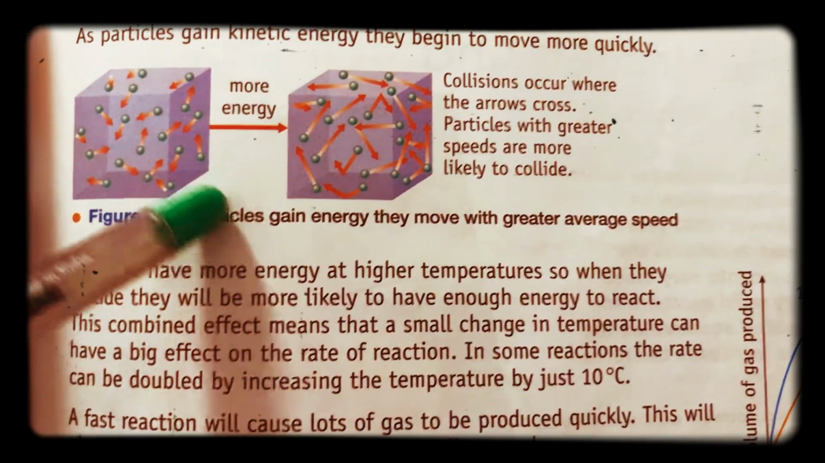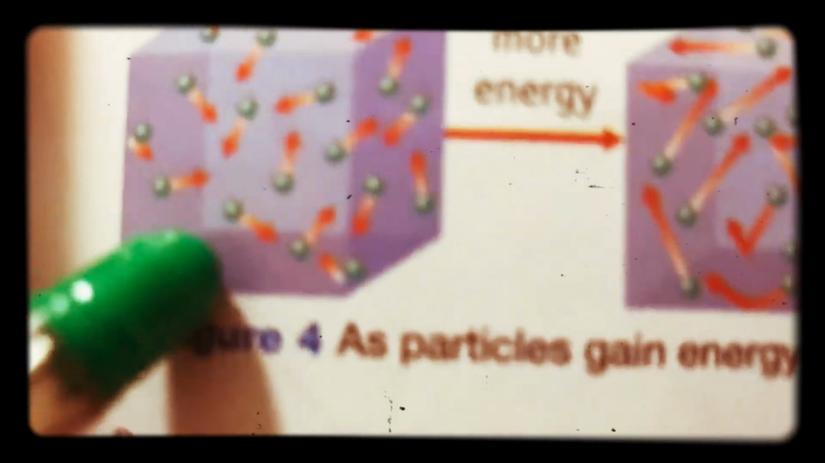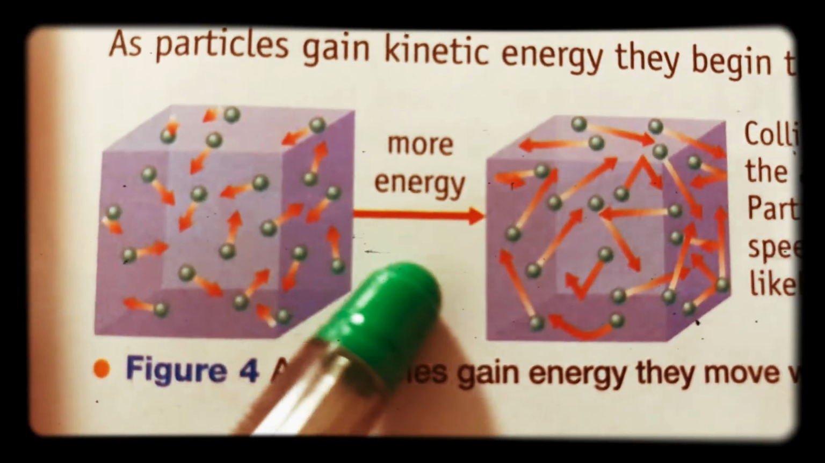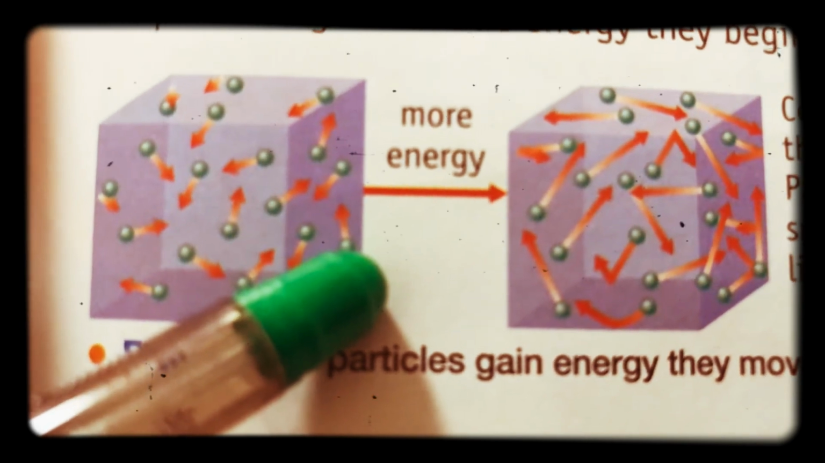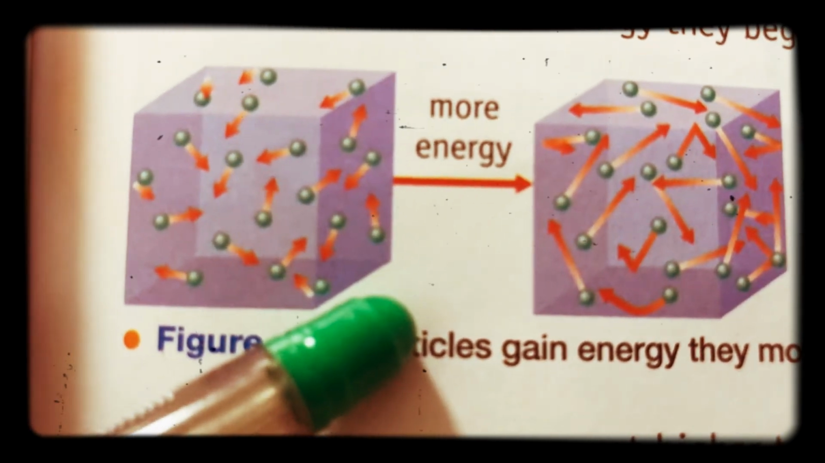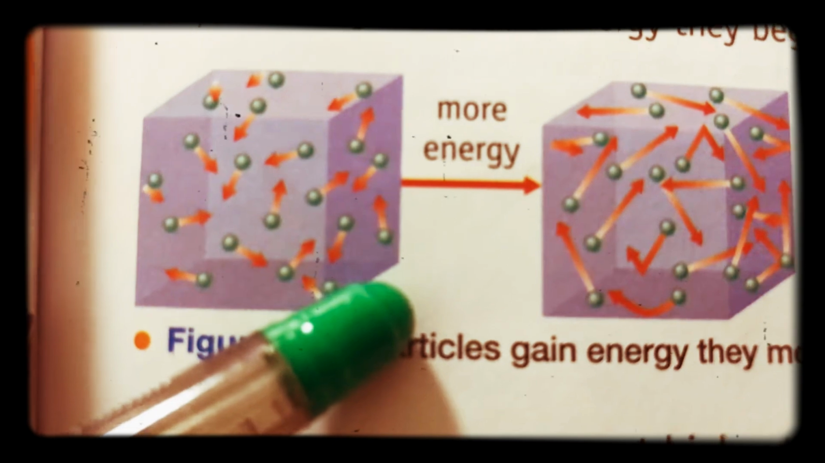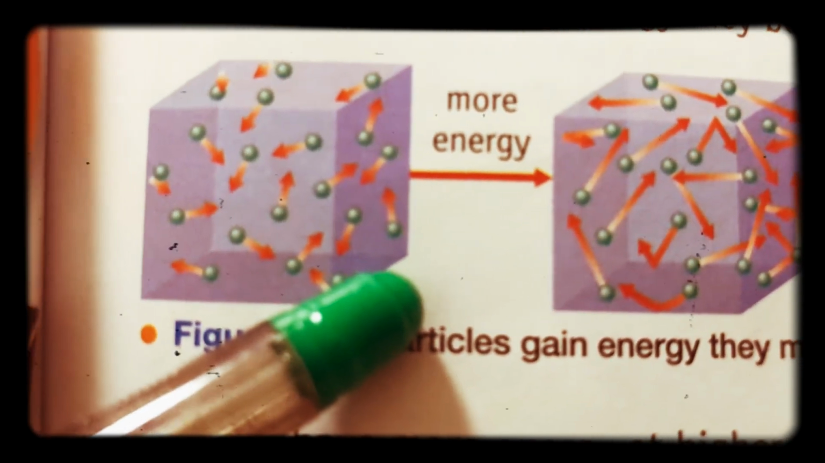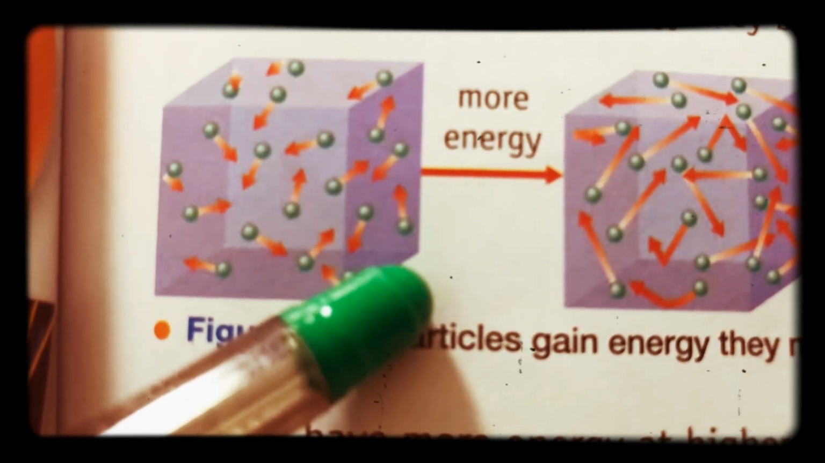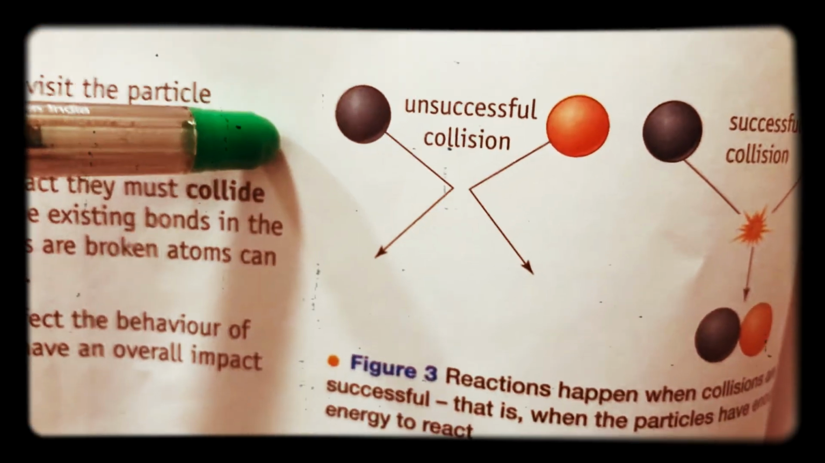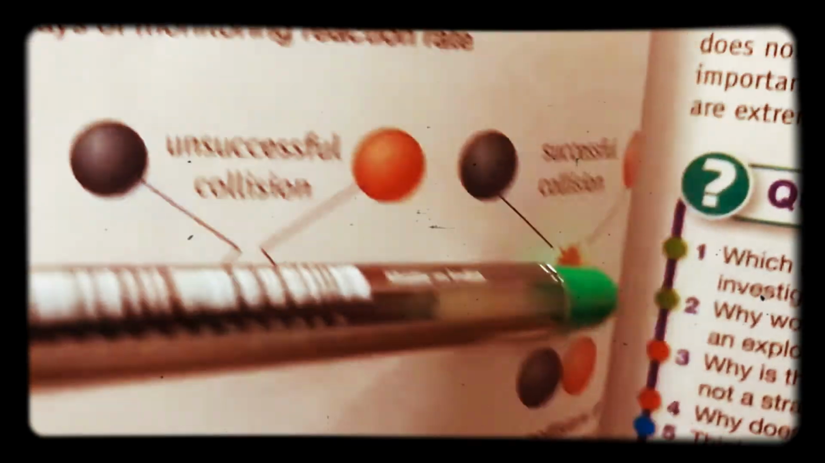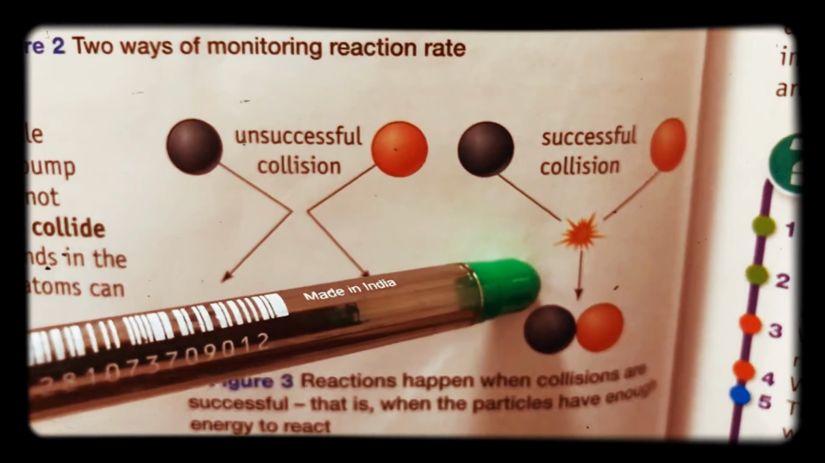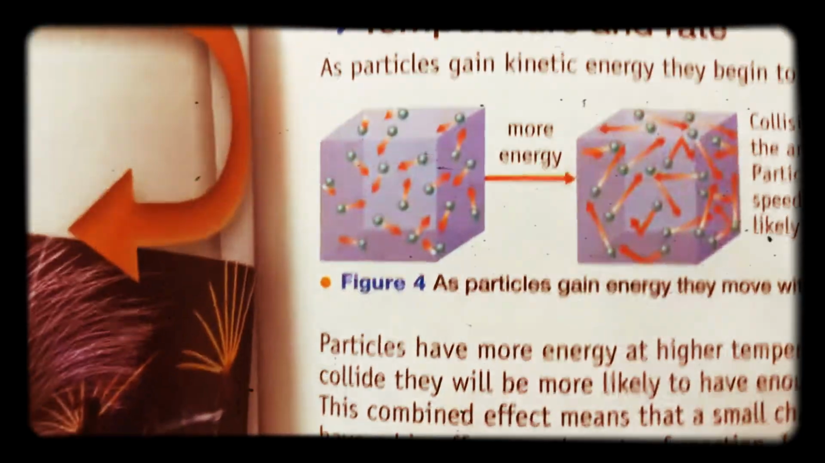And as particles gain that store of kinetic energy, they move faster. If they move faster, they have a higher probability of having a successful collision, okay? And remember that collisions are trying to break the existing bonds in the atoms or molecules. So perhaps an unsuccessful collision could just cause a little wobble inside. But a successful collision is enough to shatter a bond, okay?